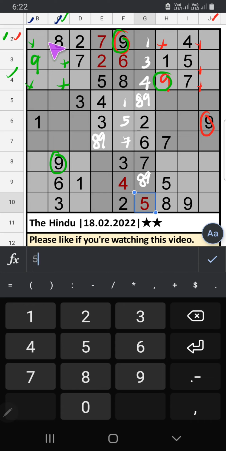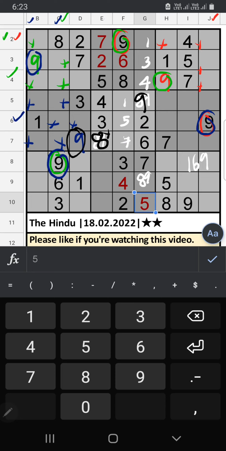Column B, column C we have 9. The 6th row also we have 9. So 9 can't come in these cells. The 9 is confirmed here. Since 9 is here, 9 can't come in this cell. 9 is confirmed here. Then 8 is here.